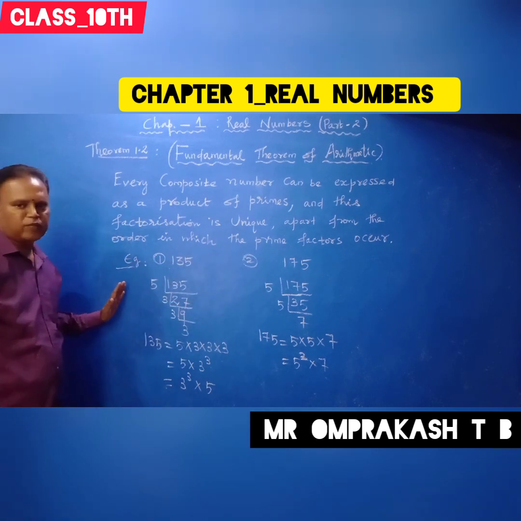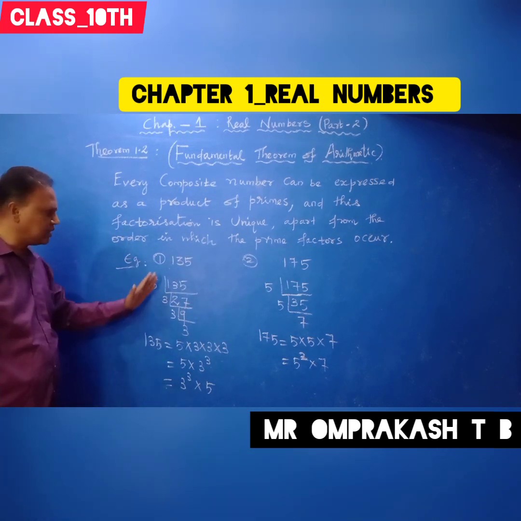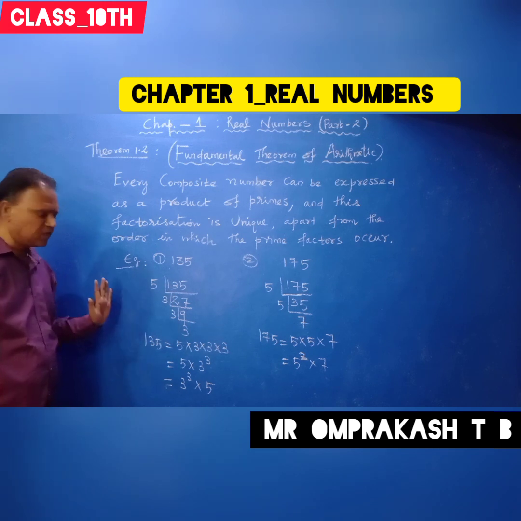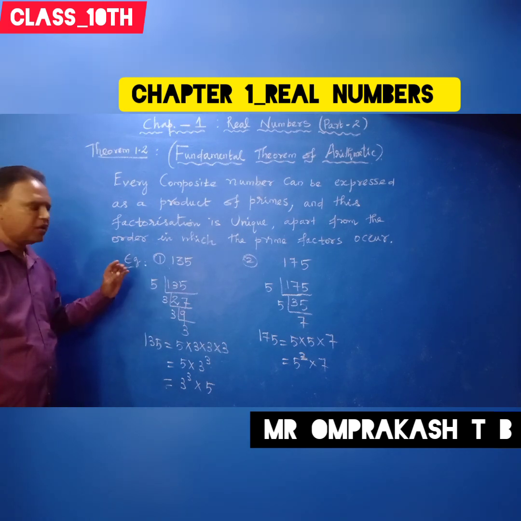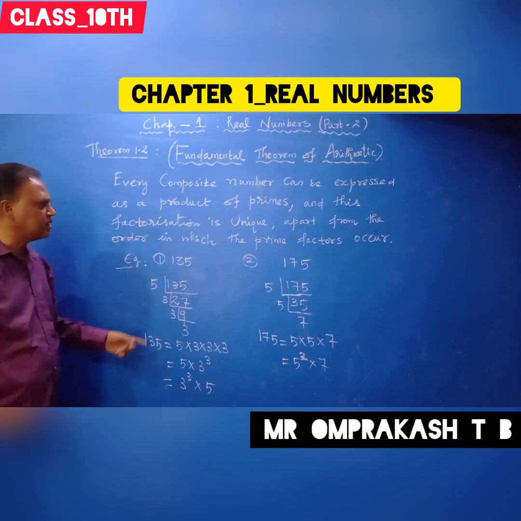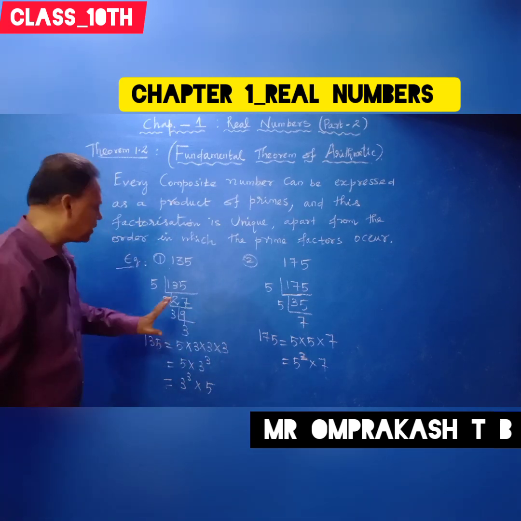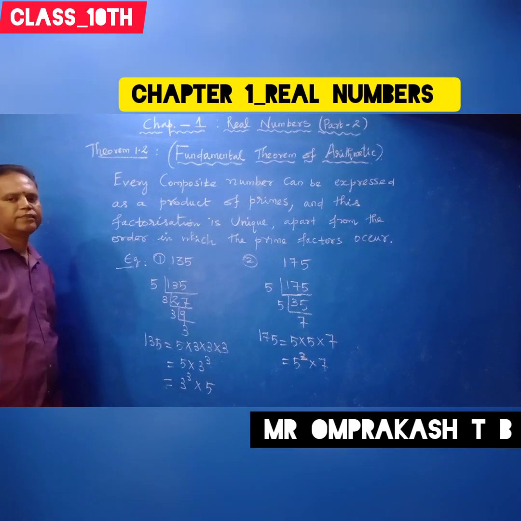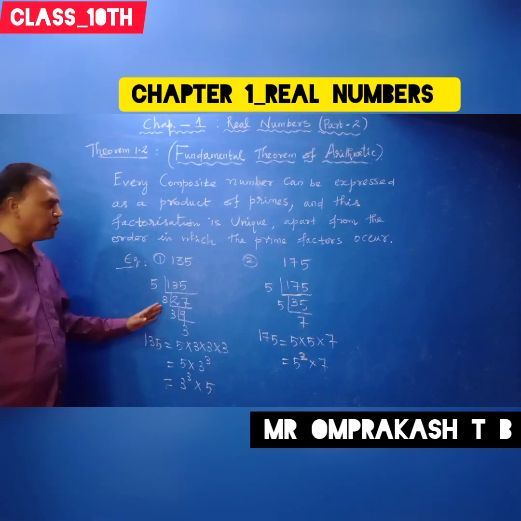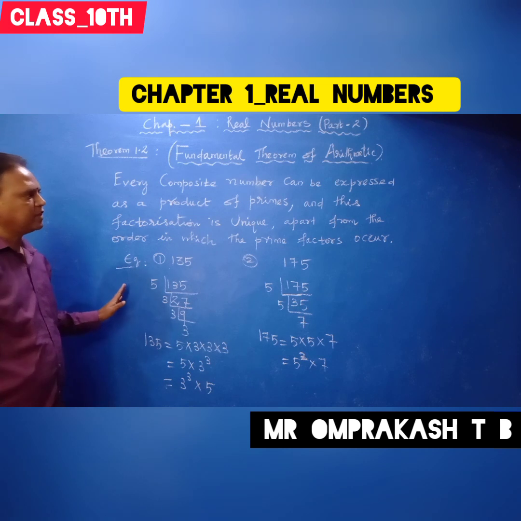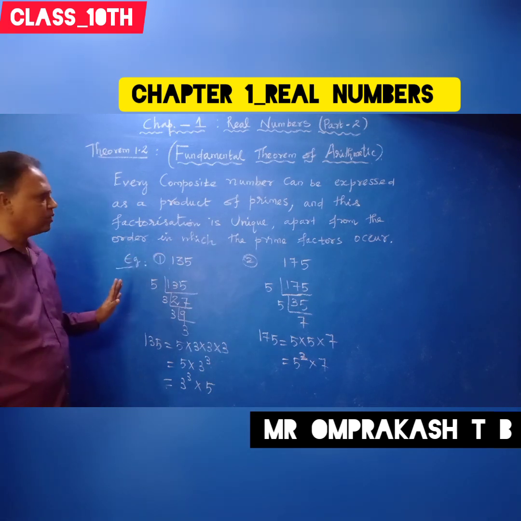We have done the problem, the simple method. Just what you have to do is find the factors. That's all. Every composite number can be expressed in the form of a product of primes. That's all. Clear? So I will give 4 more problems. Clear? At the end of the video, you have to do them.